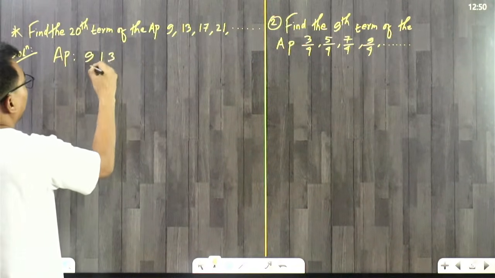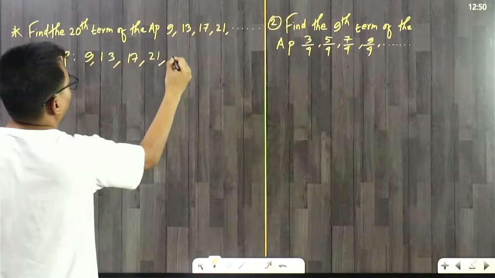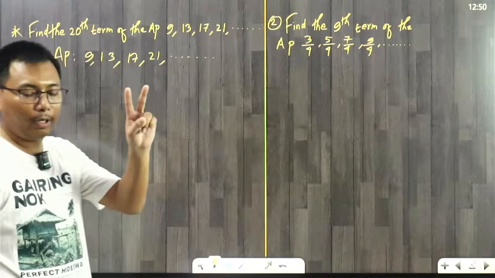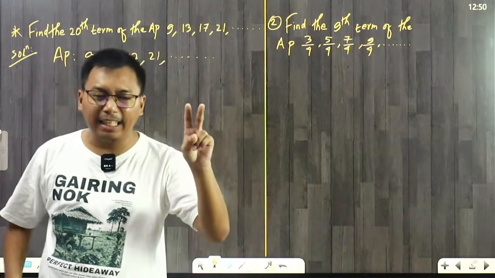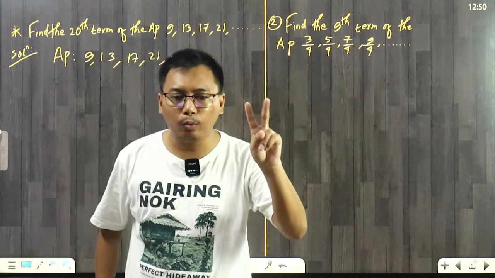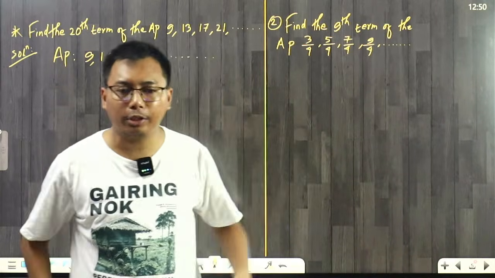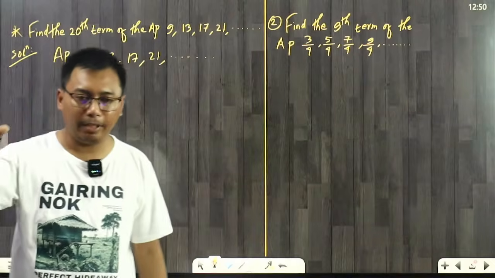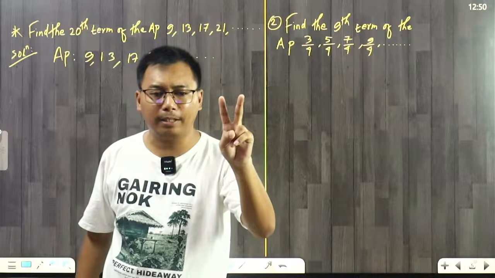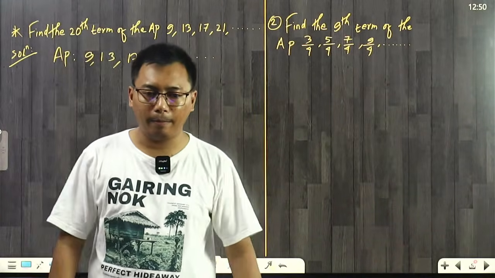9, 13, 17, 21. To find the nth term, we need 2 things. Remember, for AP, we need 2 things. Basically, this whole chapter revolves around 2 things. If we know how to find these 2 things, this chapter is very easy. First is A, the first term. If we have the first term and the common difference, then we can easily find the AP.